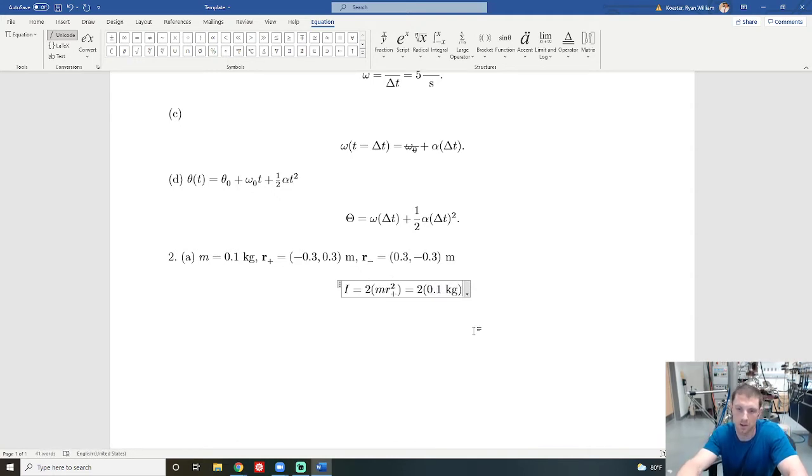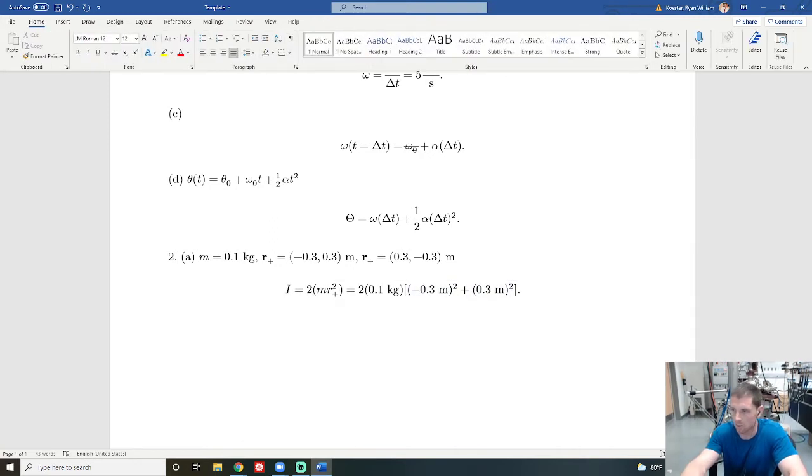And then we would use the Pythagorean theorem to figure out what r sub plus squared is, right? And that's going to be simply negative 0.3 meters squared plus 0.3 meters squared. And then whatever this works out to be is your answer, right? So when you're doing moment of inertia calculations, you want to be on the lookout for symmetries that you can exploit to make the calculation easier, and I think that every one of these problems that I gave you actually has a symmetry that you can use. So that's that.